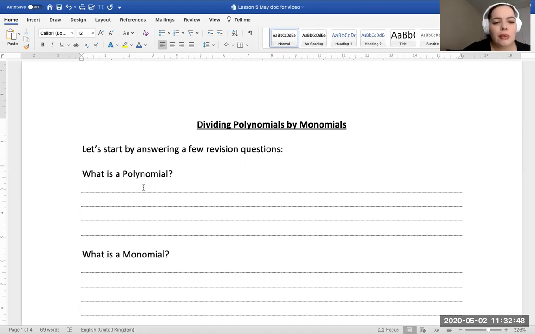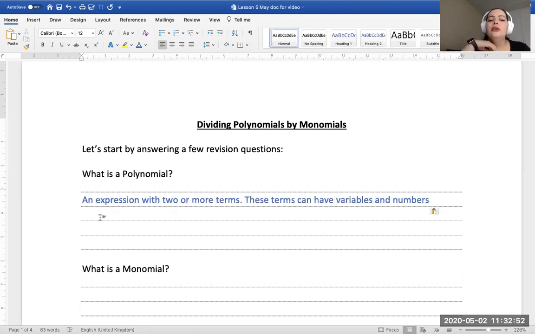All right, so we're going to talk about what is a polynomial. So a polynomial is an expression with two or more terms. Now let's remember that an expression and an equation differ. An equation has to have an equal sign while an expression doesn't.